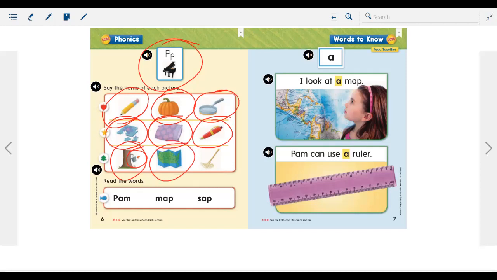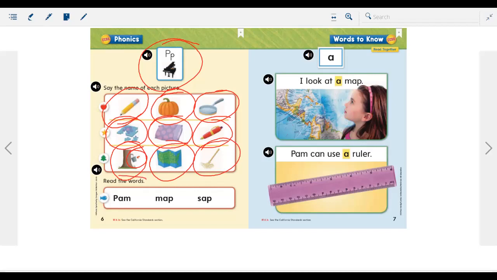This is a map. The sound of the P is not at the beginning. It is at the end. Map. Mop. Do you hear the P at the end of mop? Say it with me. Mop.